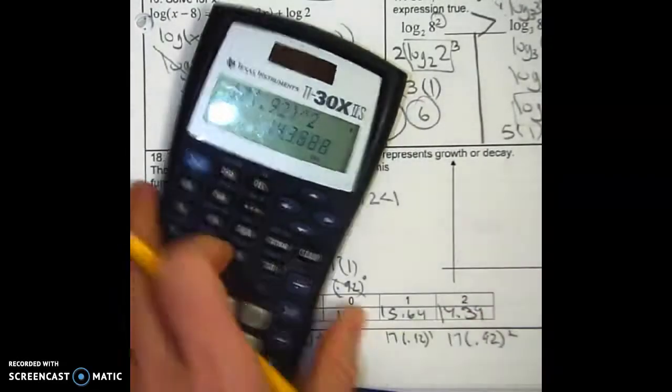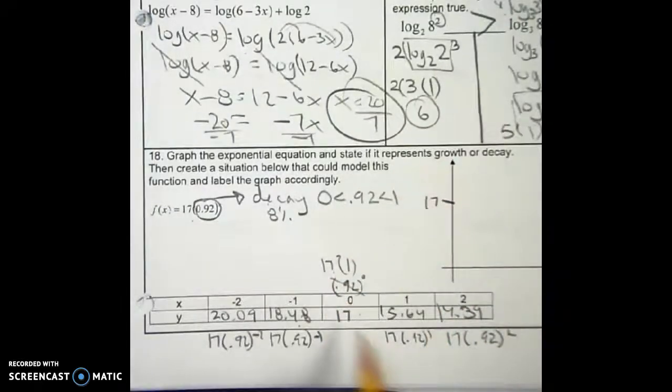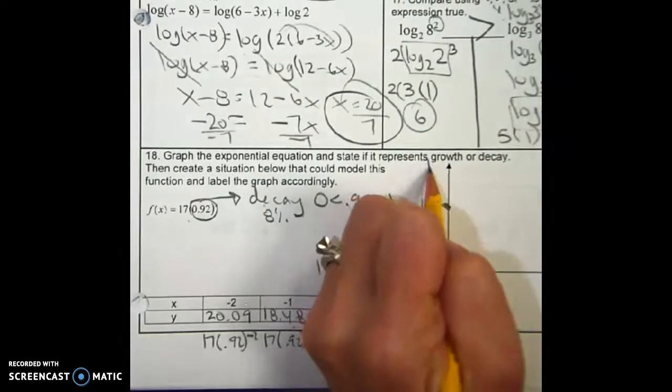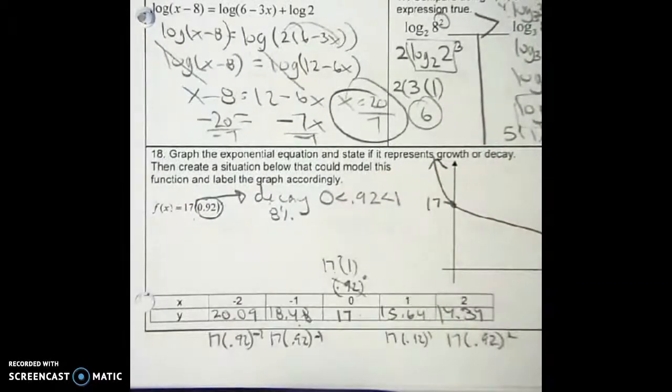Okay, now I'm going to graph it. So here's the deal. I'm okay with you fake graphing it. You got the 17. You showed me it goes down. You're showing me it's decay. I'm happy with that, okay? But there's one more thing I need in here.